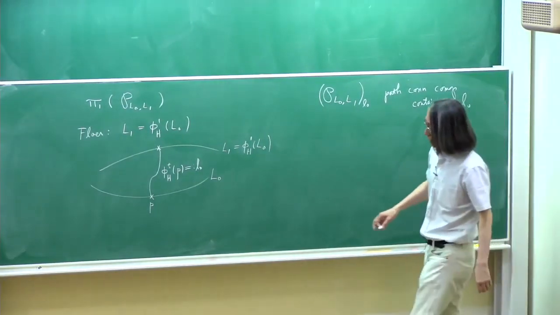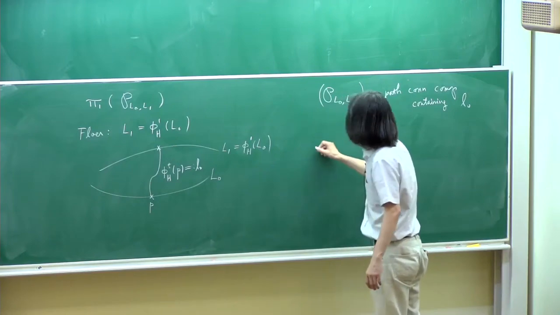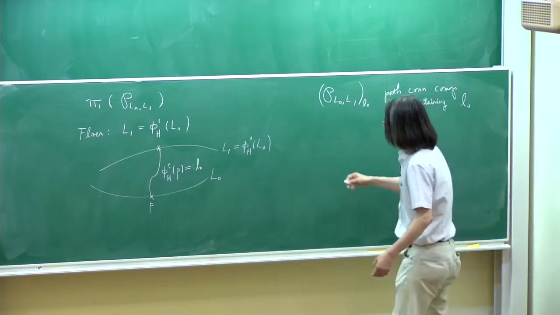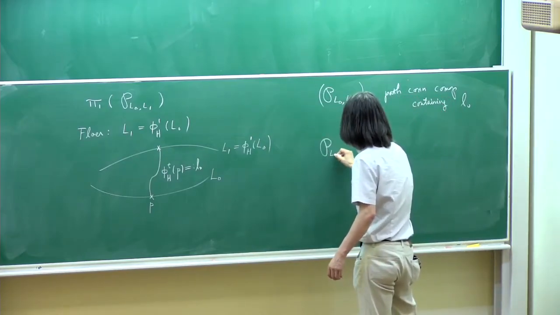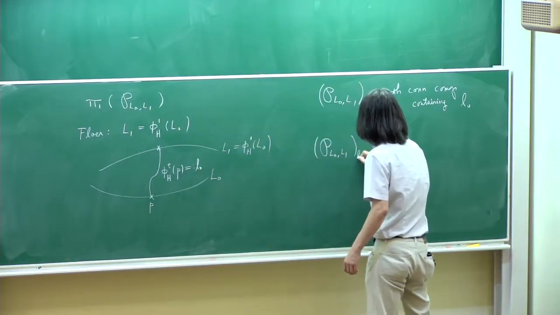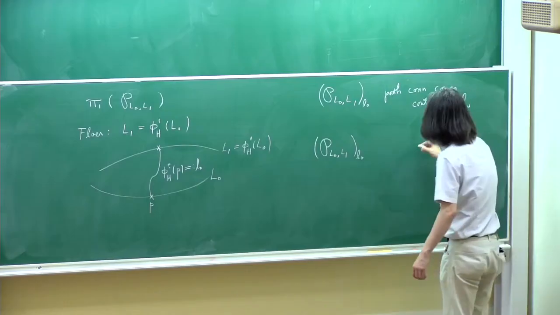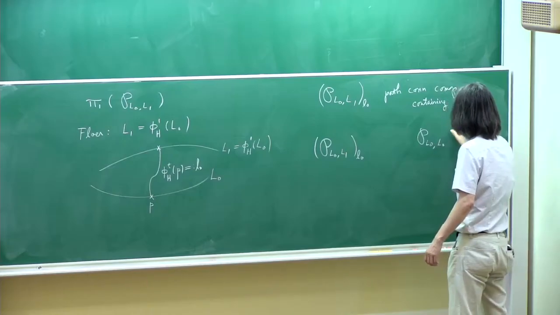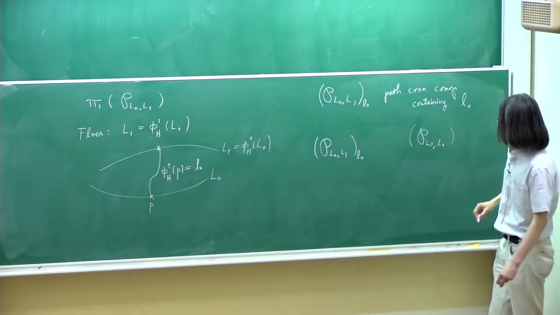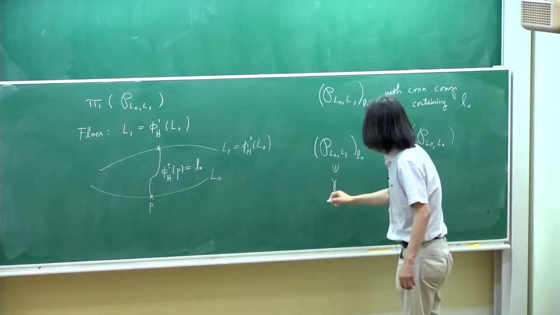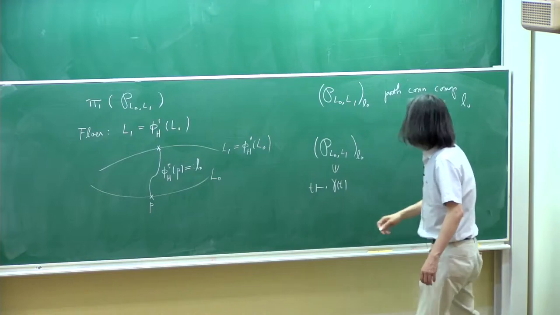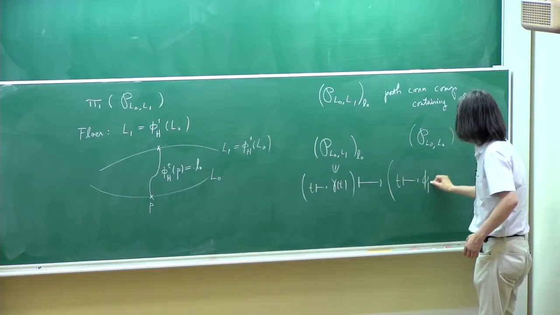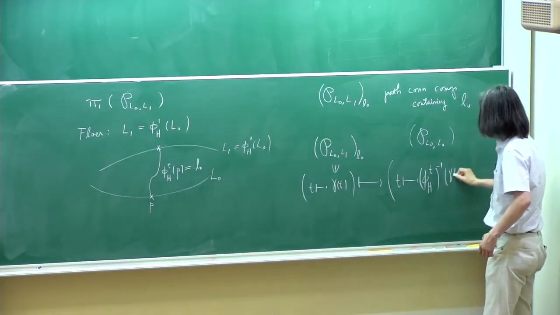And then you can actually identify this space to a based one, so now I consider this. So you have this P(L0, L1) of L0, and then map it into P(L0, L0) by the following. So here you have some path gamma. So gamma is actually t goes to gamma(t). Then the corresponding path here is t goes to phi_ht inverse of gamma(t).